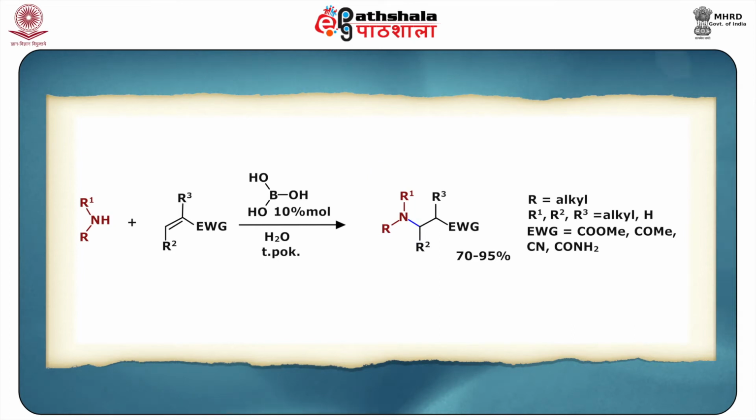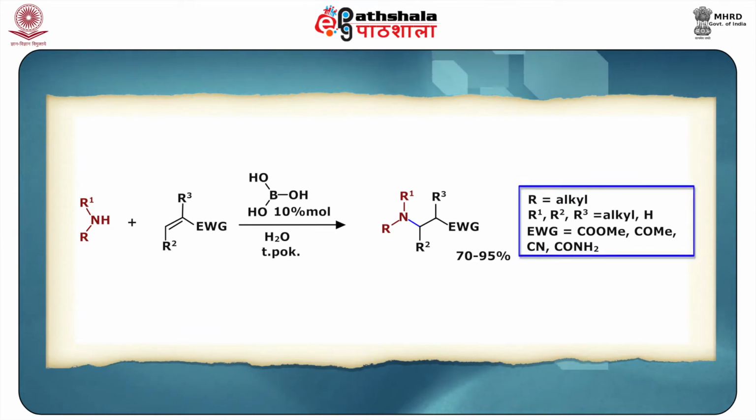And here you can see the yield is almost 70 to 95%, where R represents the alkyl. Similarly, R1, R2, R3 are alkyl or hydrogen substituents. You have this EWG, the electron withdrawing group, which can be the methyl ester or the methyl ketone or the cyano or the amido and so on.